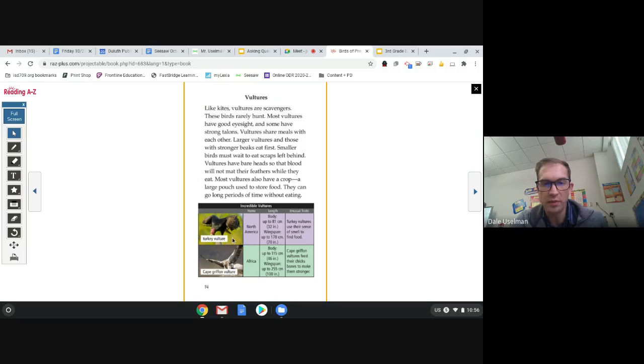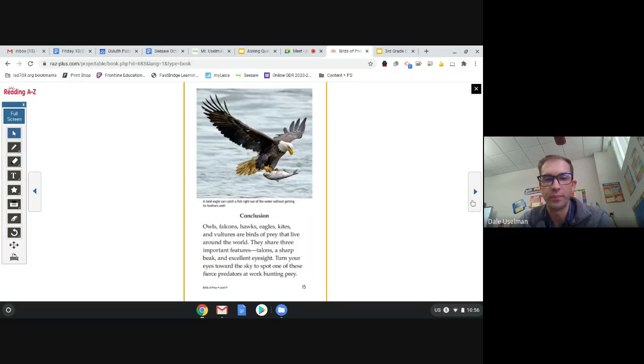So there's an example of a turkey vulture and a Cape Griffin vulture. You can take a look at that. If you want to take a little bit more time, you can pause now. All right, we'll move on.